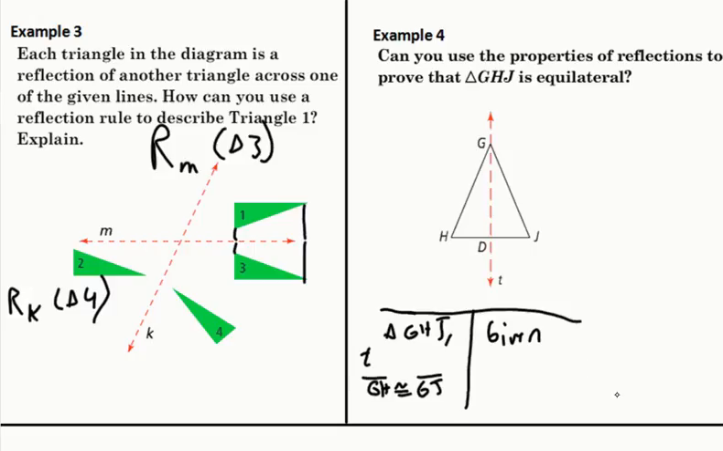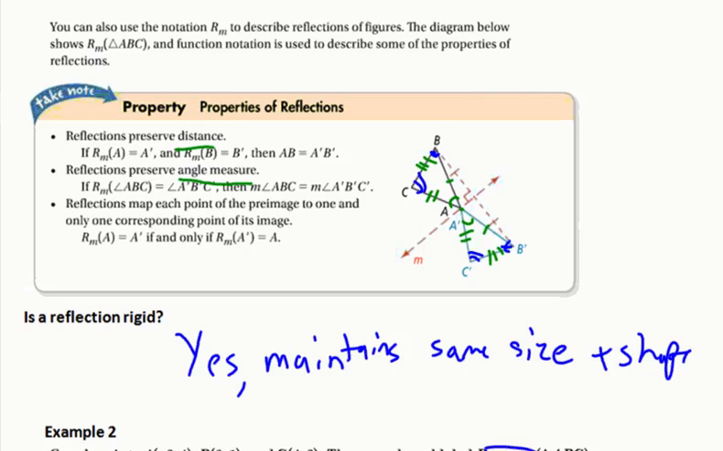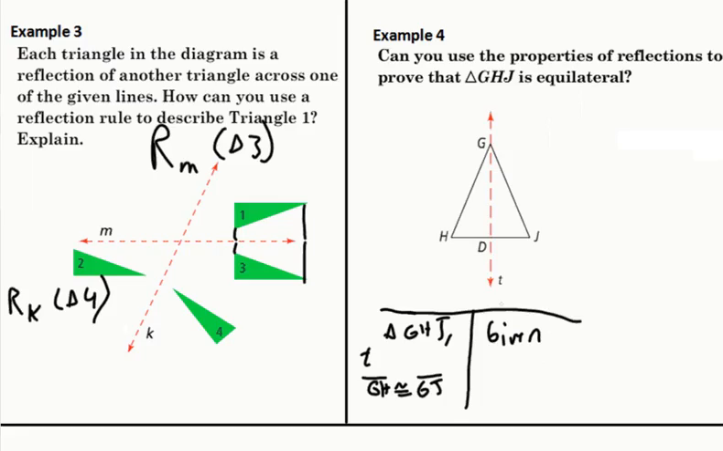And that's because, what property was this? It says preserves distance, so all the side lengths have to be the same. We also know then, let's see here. Yep, we're going to say it's a property of reflection.